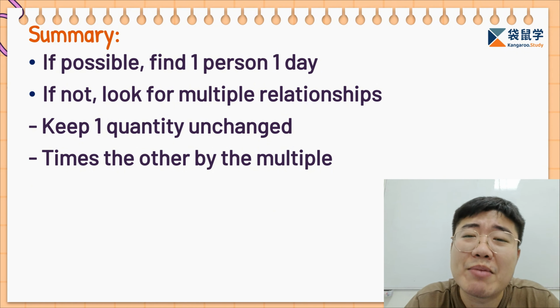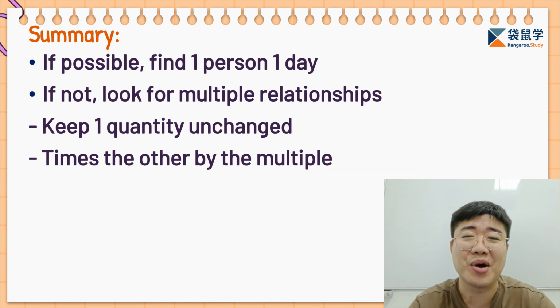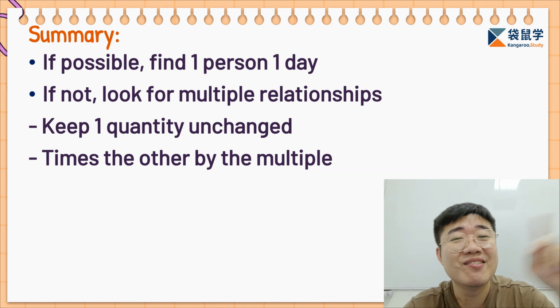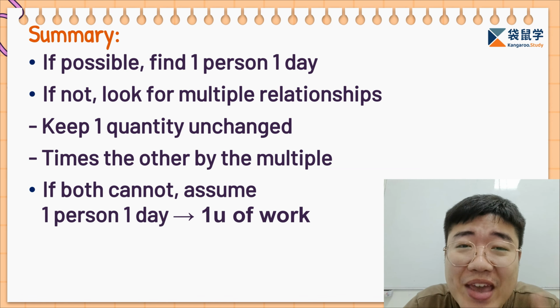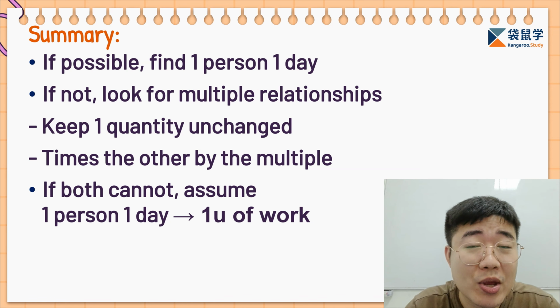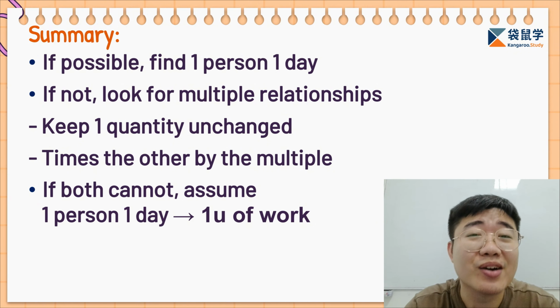So about the third type, this is where we cannot do both of these 2 types. First one cannot work, second one also cannot work. So if both cannot, we can just assume the very basic: 1 person, 1 day will be 1 unit of work. Of course, it depends on the question. Some questions are given in terms of days, some in terms of hours. So we have to change this part accordingly.